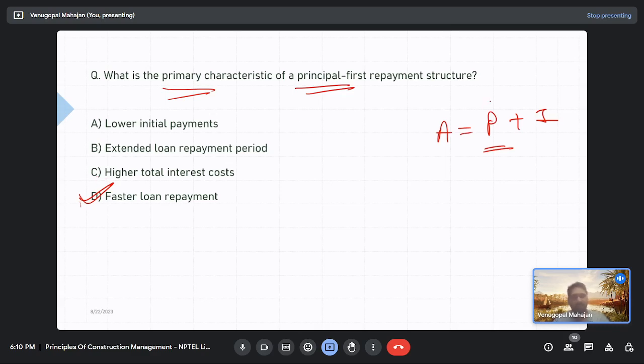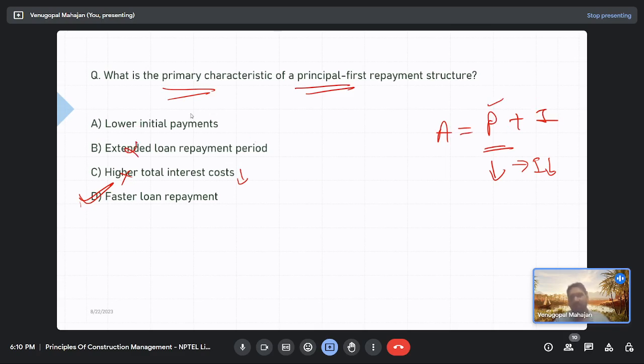As soon as your principal reduces, your upcoming interest also reduces, right? So your total interest cost reduces. It is not higher, it reduces. As soon as you pay off the principal, you only have to take care of the interest component, right? So instead of extended, it reduces your loan repayment.